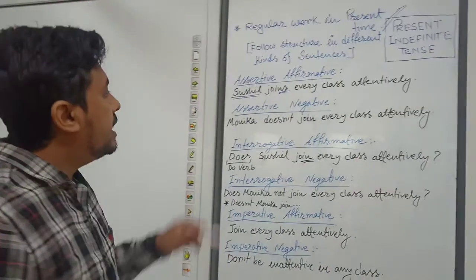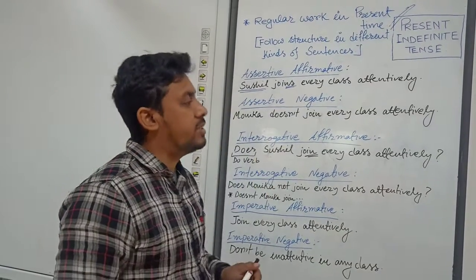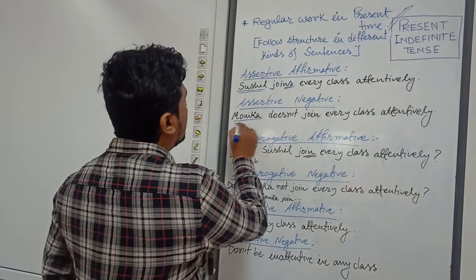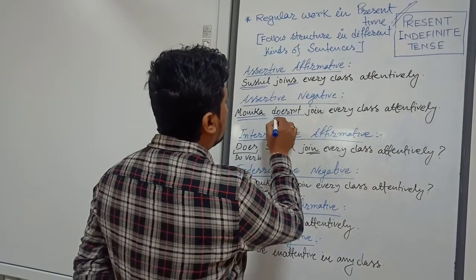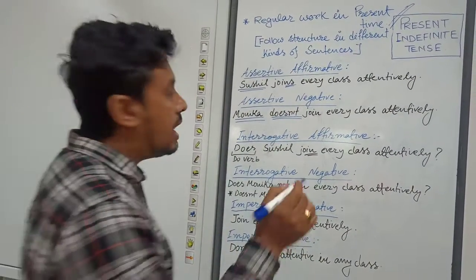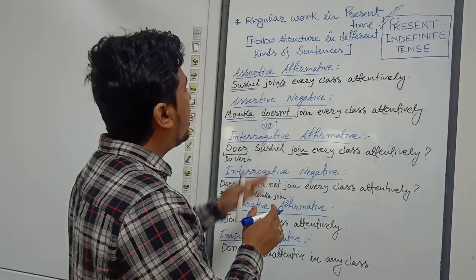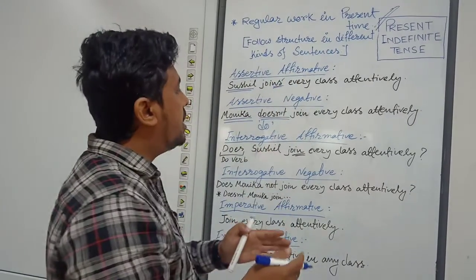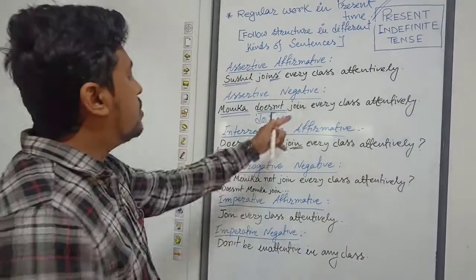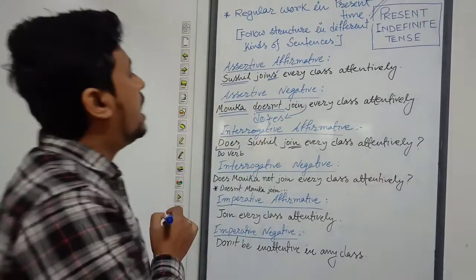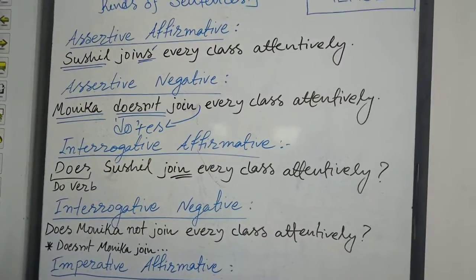What kind of it is? Negative means any not will be present in the sentence. Okay. So Monica doesn't join every class attentively. Again it's the third person singular number. And I just want to tell you why doesn't has come here. We are borrowing the do verb here, and that's why this s is omitted from the main verb and it's added with do plus es. So from here it's coming, and that's why the verb is empty of s or es. Okay. So Monica doesn't join every class attentively.